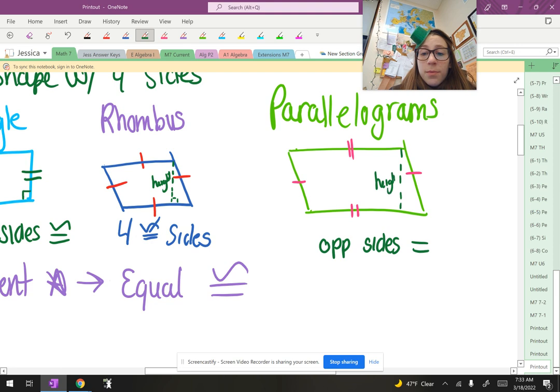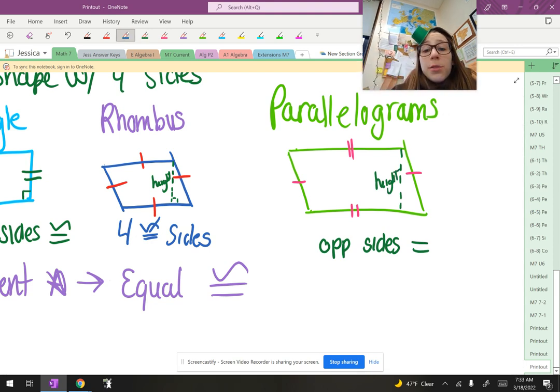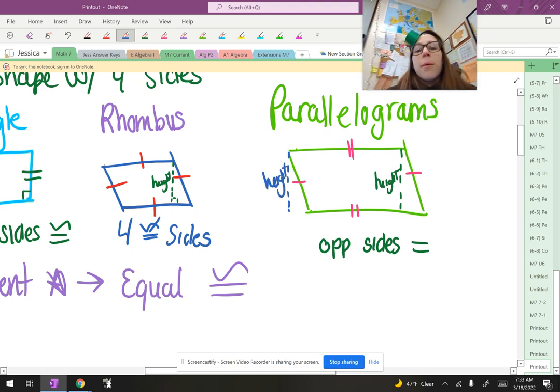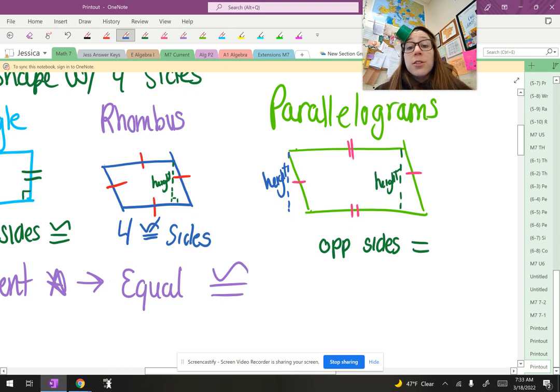That height. It is possible sometimes you might see the height drawn on the outside of the parallelogram. That's okay. Those are the same thing. It doesn't matter if it's on the inside or the outside. That would still be the same distance.